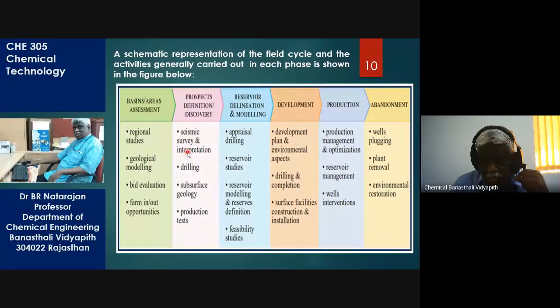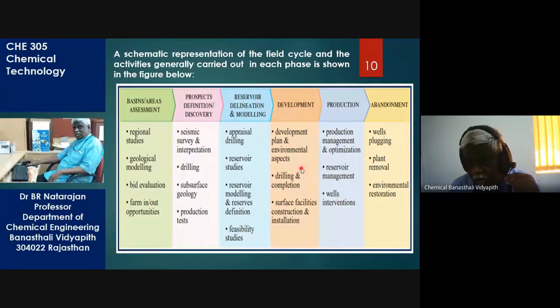Prospect definition and discovery. You do seismic survey and interpretation. Seismic survey is a specialized survey. We will just see it shortly. Drilling, right? Drilling operation is done. Then subsurface geology, what is there below the earth's surface, and then production tests, and then reservoir delineation and modeling, appraisal drilling, reservoir studies, reservoir modeling, feasibility studies. This all is there in this field.